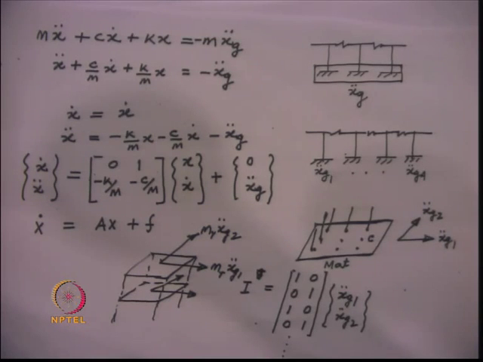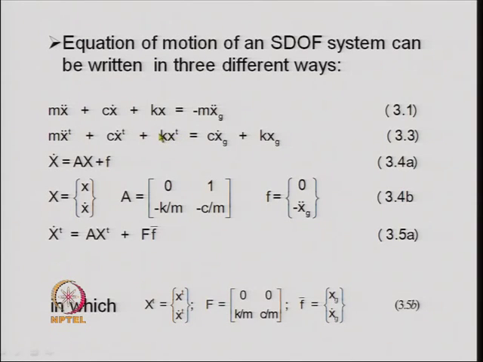In the same fashion, this second order differential equation expressed in terms of the total displacement can also be written in the state space, where the A matrix remains the same as before, there is no change, whereas the F bar becomes xg, x dot g, because on the right hand side of this equation we can see that the force depends upon xg and x dot g. So, this F bar becomes this, and this is multiplied by this matrix in order to get this total force quantity.